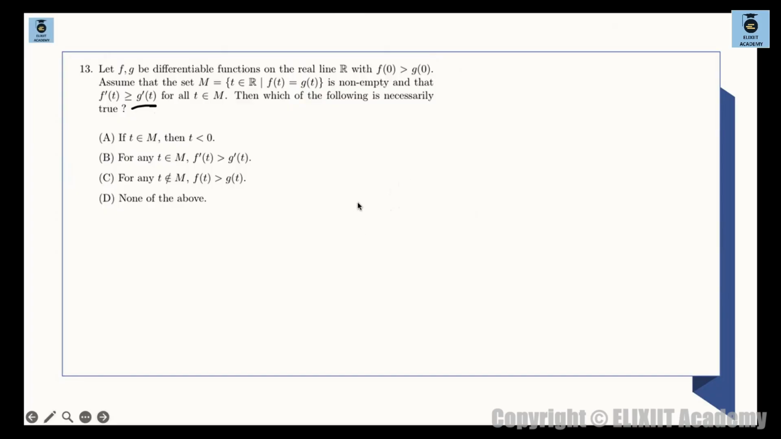ठीक है. तो हमें ये देखना है कि whether f dash of t is more than g dash of t for some t belongs to M or some t does not belong to M, or if t belongs to M whether t is less than 0. These are all what we need to verify. मतलब बात वही है कि we need to deal with f and g functions. ठीक है. These conditions have to be maintained: f of 0 is greater than g of 0 and f dash of t is greater than or equal to g dash of t. अच्छा. So what we can do, let us try to draw the graph of these f and g functions.